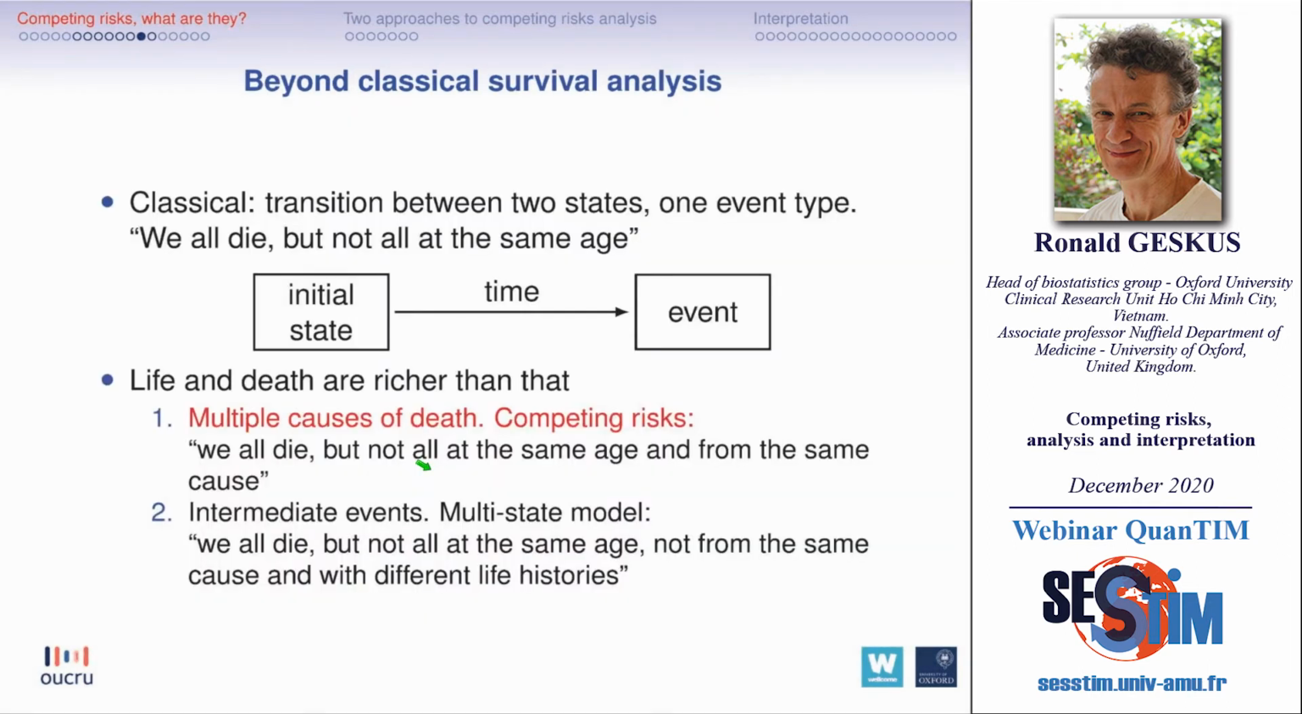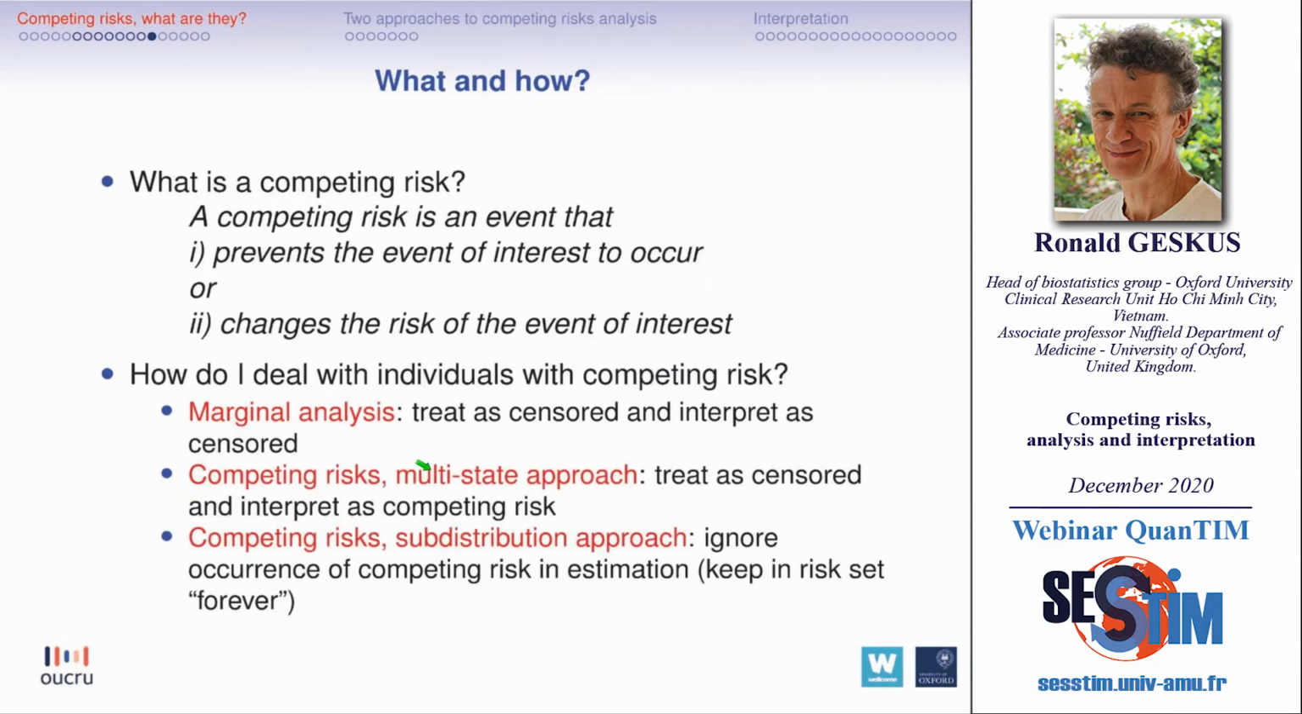So the rest of this presentation will be about competing risks. And how do I deal with them? Well, in fact, there are 3 different approaches, and that is the main purpose of my presentation, to explain those approaches. One is to treat individuals that experience the competing risk as censored and to interpret them as censored.